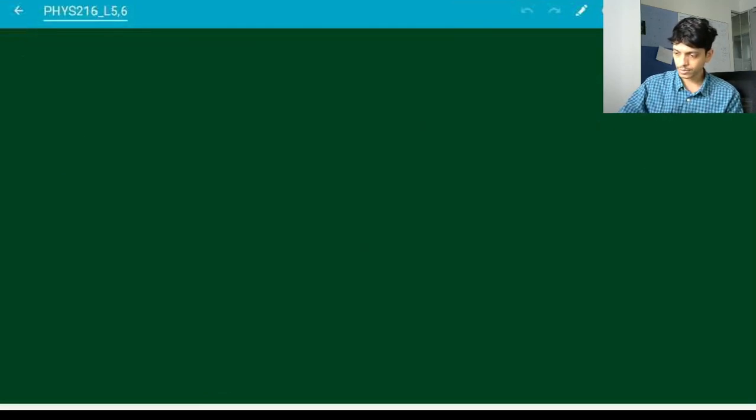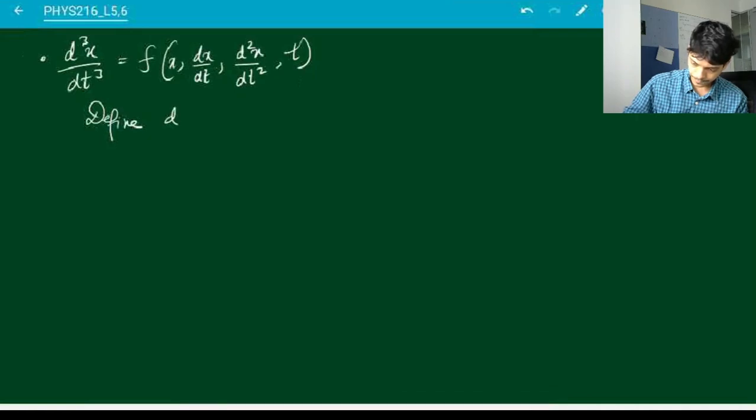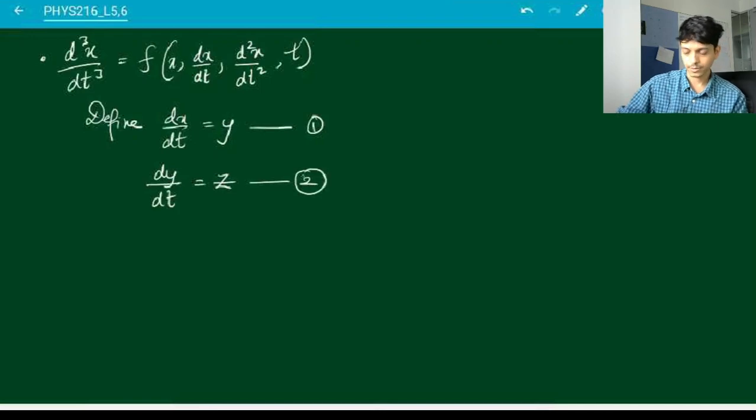Similarly, of course, here we only took second order as an example. You could also do it for a third order differential equation. Suppose I had something of the form third derivative is equal to some function of x, first derivative, second derivative, and t. So how would I go about solving this? I would define first of all dx by dt, I would call it y. Let's call this equation 1. Then I would call dy by dt as z. Let's call this equation 2.